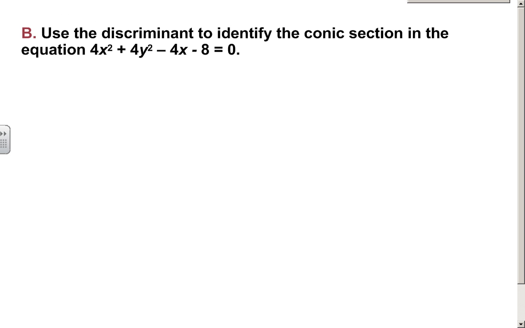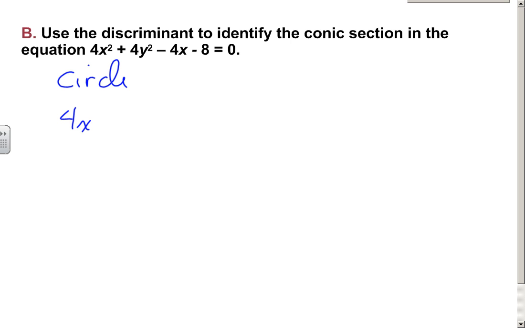So we want to use the discriminant to identify the conic section for this equation. We see that 4x squared and 4y squared, we have the same coefficient with the same sign. So that tells us that this is going to be a circle. And let's go ahead and complete the square to write the equation of this circle.